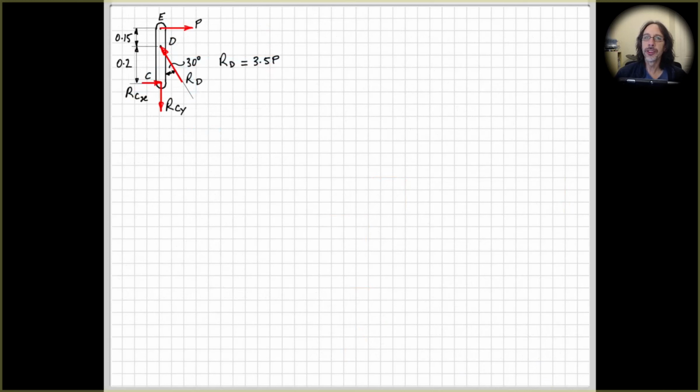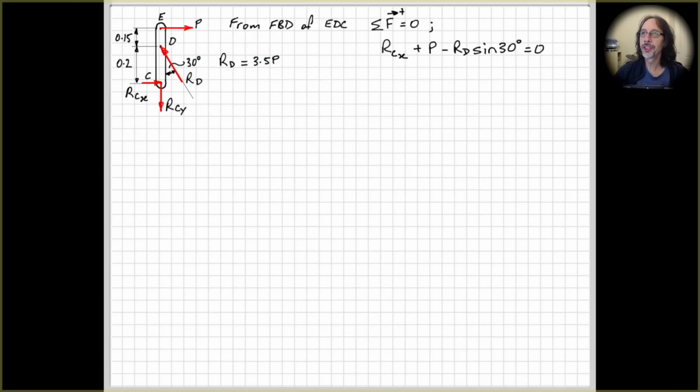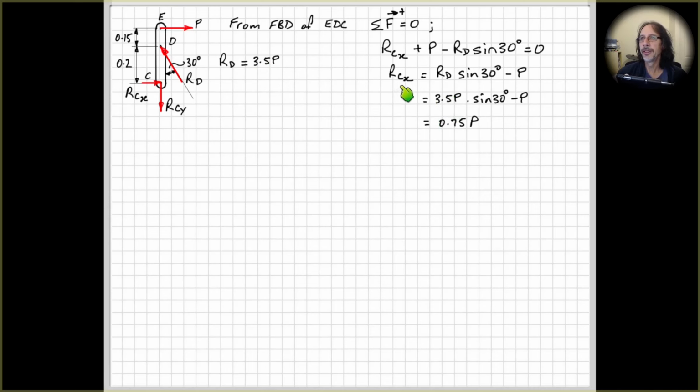So I've just copied across what I did previously. So looking further at our free body diagram of EDC, if I sum the forces in the horizontal direction, right, I have RCX plus P minus the horizontal component of RD, which will be RD sine 30. And rearrange that, and I get an expression for RCX. But at the moment, I haven't calculated RD or P. I've got a relationship between them, so I could substitute in here. So here I've substituted for RD into this equation to get RCX as a function of the unknown force P.